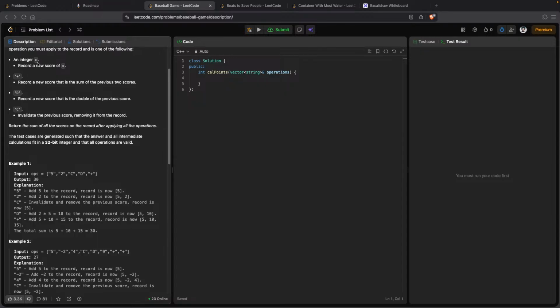An integer means record a new score of x. Just record it, you don't have to do any operation. If you get the plus sign, record a new score that is the sum of the previous two scores. You will be recording the score by getting the previous two scores and adding them. Top minus 1, how do we get the top minus 1?